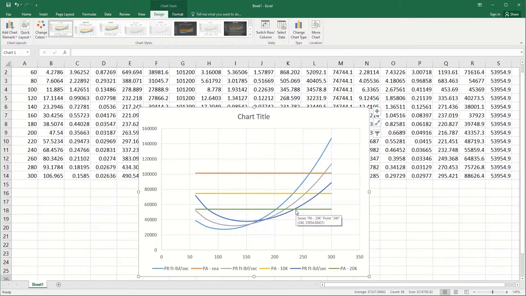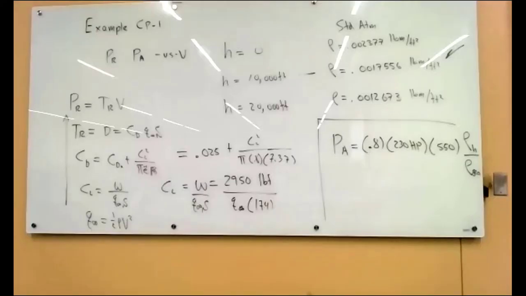Questions before we move on to climbing flight? Because if you're going to be at 10,000 feet and you do a takeoff at sea level, we've got to analyze the climbing performance of the airplane. So I'm going to jump out of this spreadsheet for a bit. We're going to add more to it once we do climbing performance.